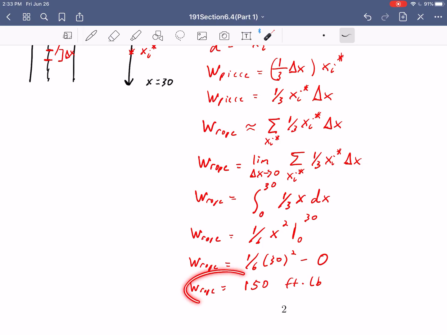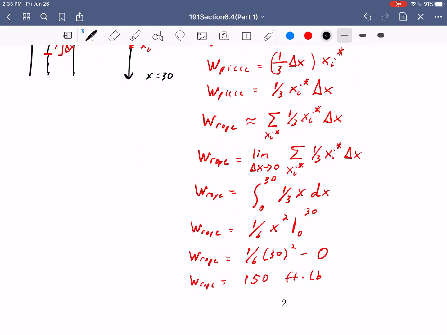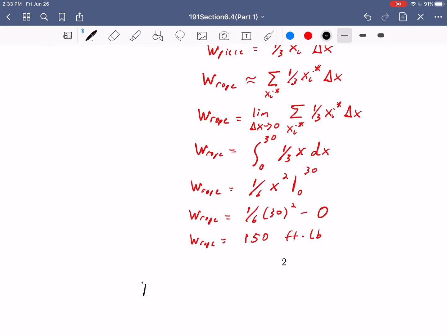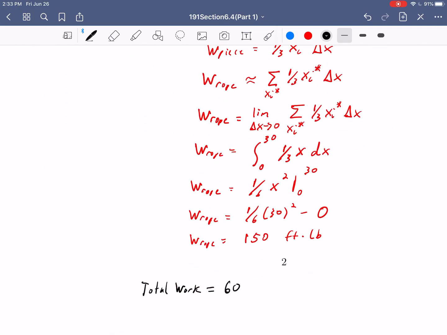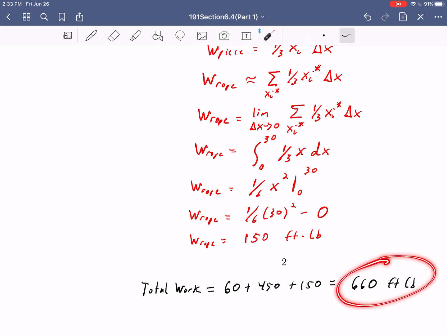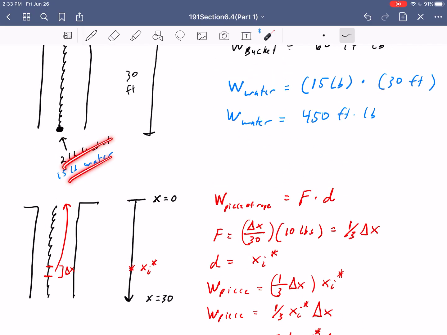So we've handled the work for the rope. And if we look, we can combine that with all these things. So we can put our summary here. The total work is going to be equal to that 60 plus 450 plus 150, which looks like it's 660 foot-pounds. So that's the necessary work to lift everything, the bucket, the water, and that entire rope up to the top.